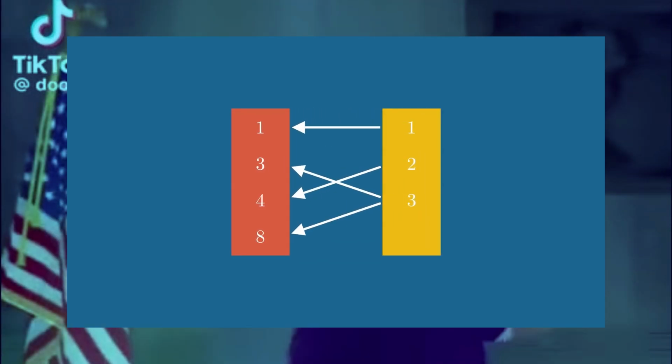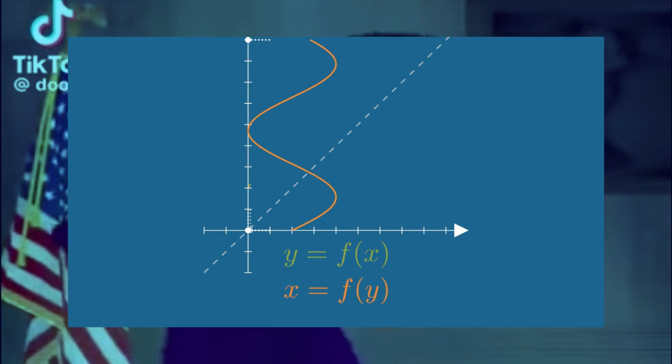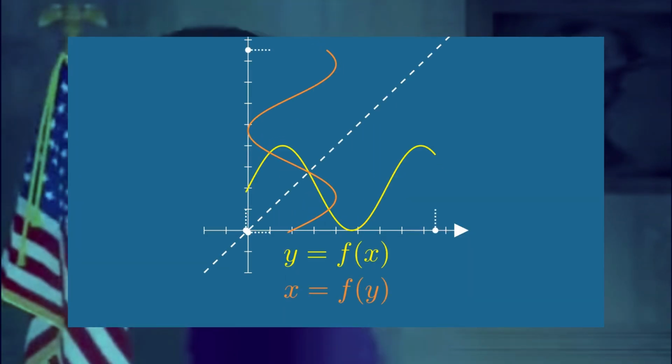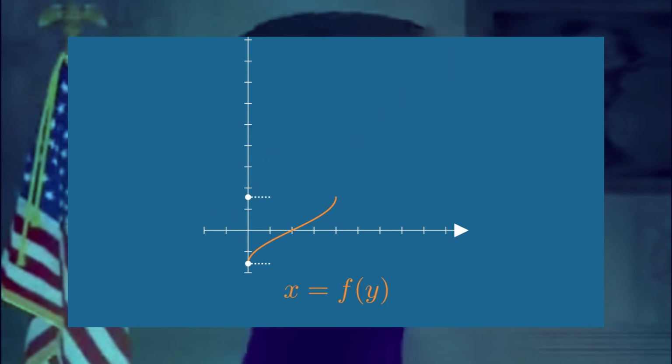So in this video, we've learned that inverting a function swaps the inputs and outputs. Some functions don't have an inverse function, so their domain has to be restricted in order to get an inverse function.